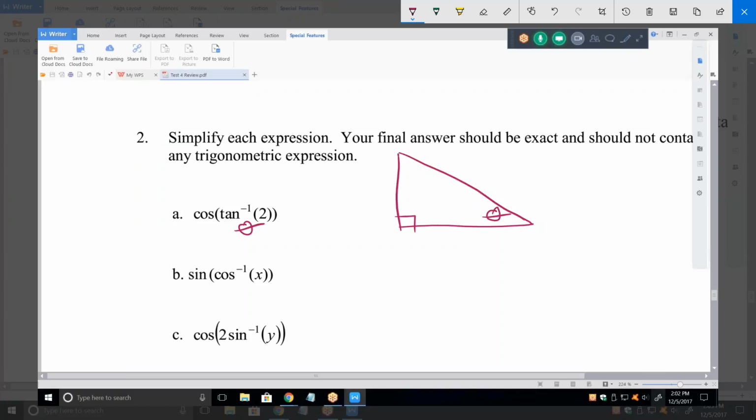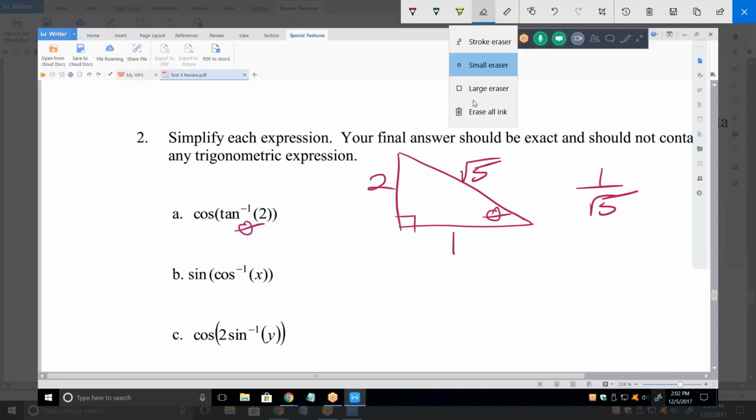Opposite is 2. Adjacent is 1. Hypotenuse? And then hypotenuse is square root of 3. It's the sum of these squares. Square root of 5, sorry. So what's the cosine of theta? 1 over square root of 5. Perfect. Let's do one more before we go on.